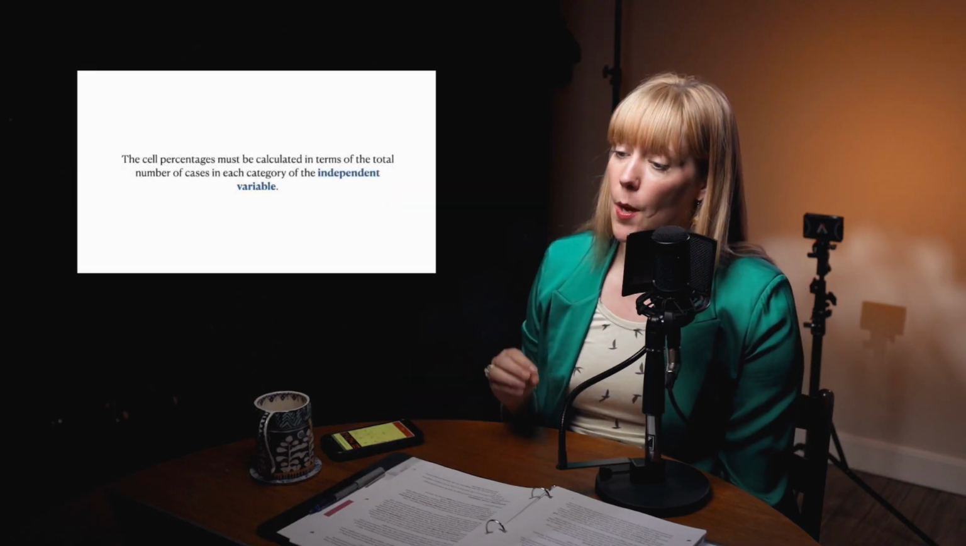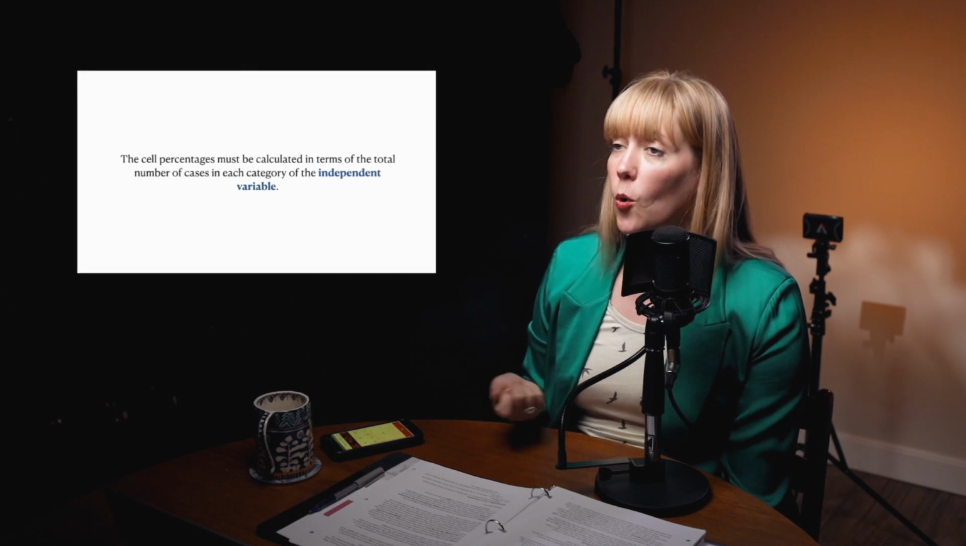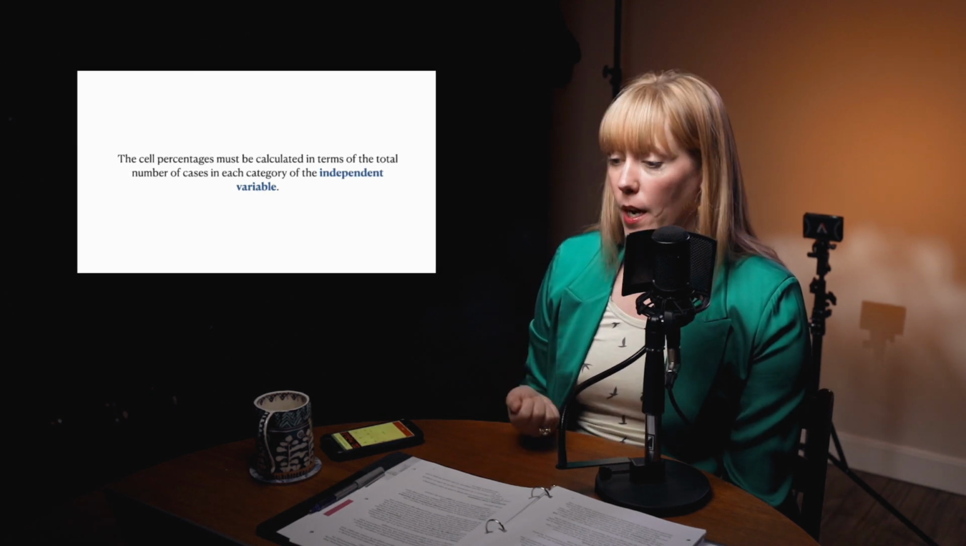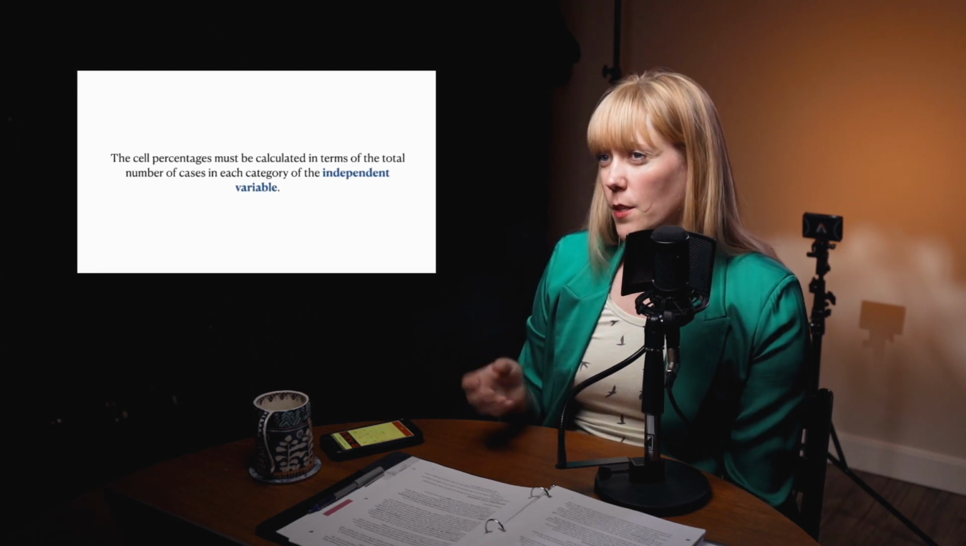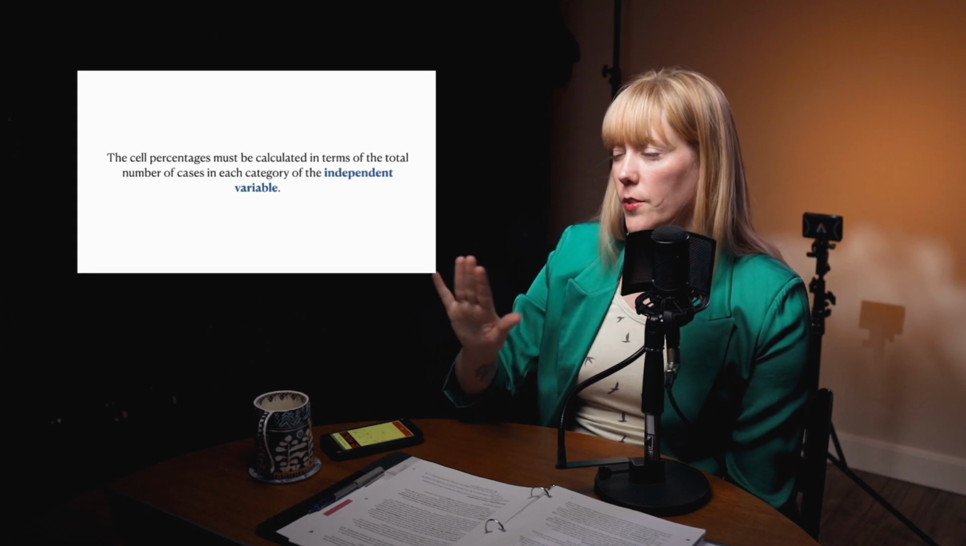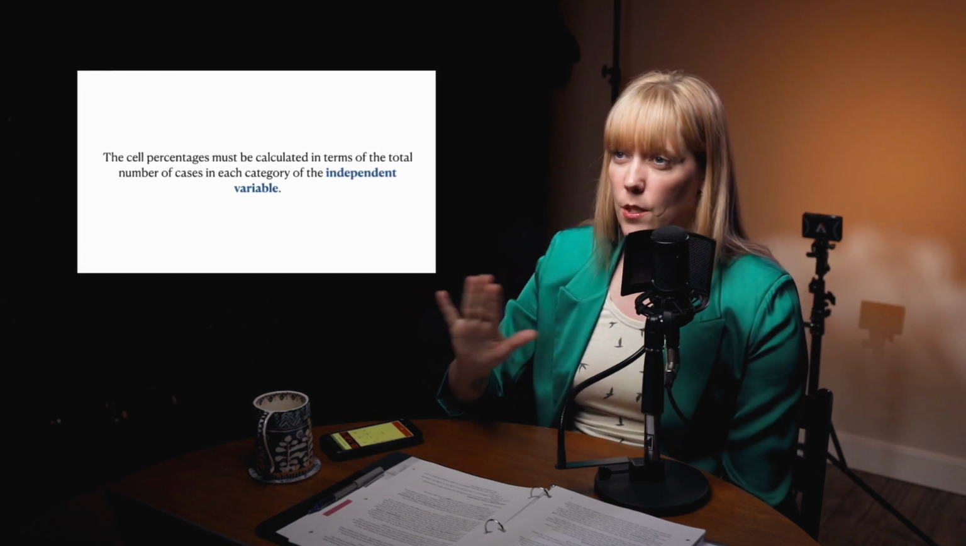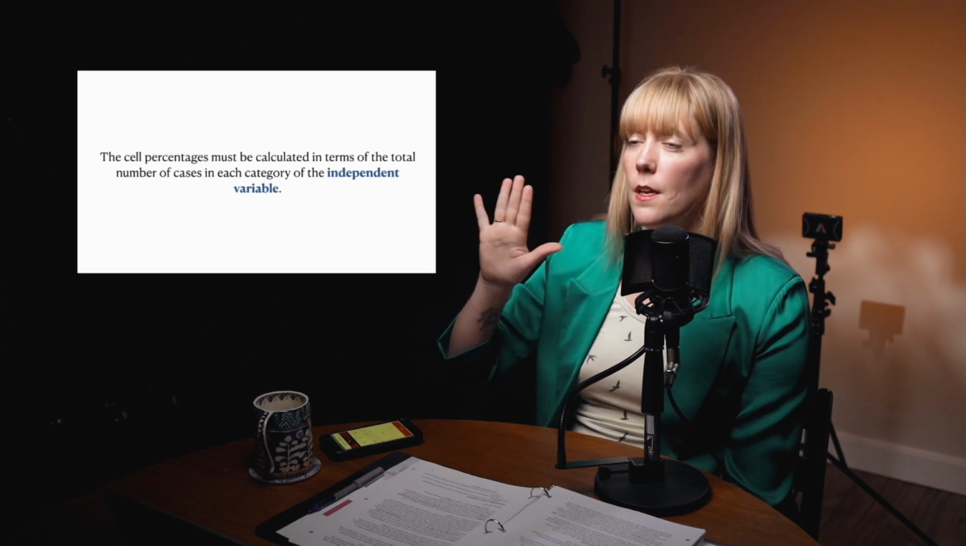So cell percentages must be calculated in terms of the total number of cases in each category of the independent variable. This is why I give the advice of always putting the independent variable in the columns. It'll just make your tables easier to read. It'll just make it easier where you're going to place it. Put your independent variable in the columns and then calculate percentages based on the columns. So always, always, always calculate percentages based on where the independent variable is. And to keep it easy, just always put your independent variable in the columns and then just run column percentages and you'll be fine. Okay.